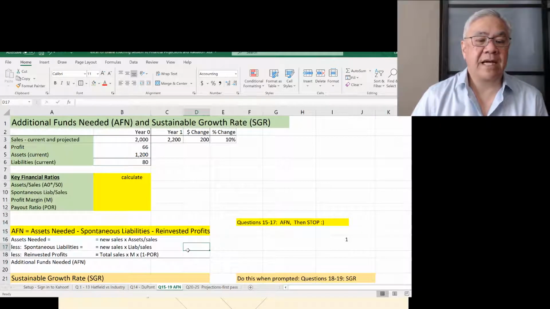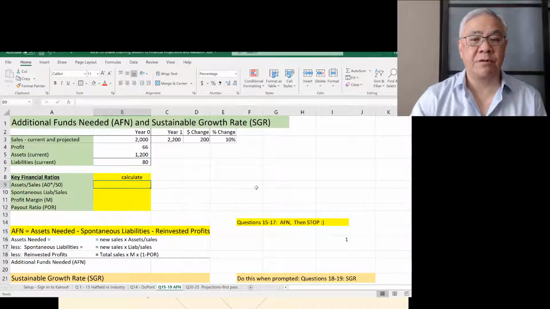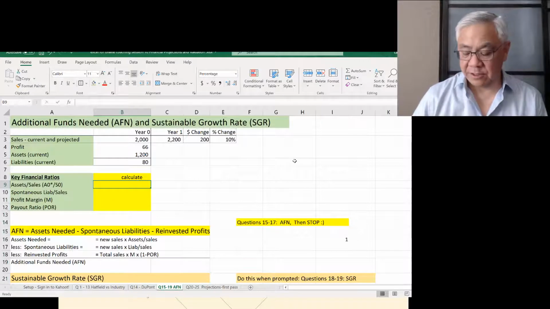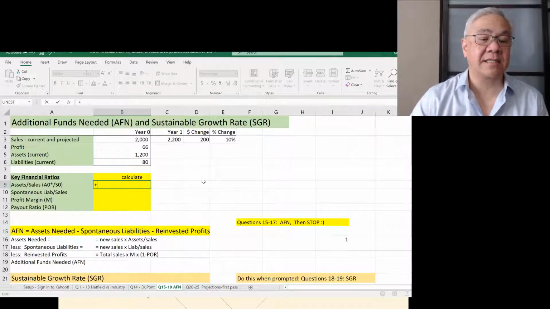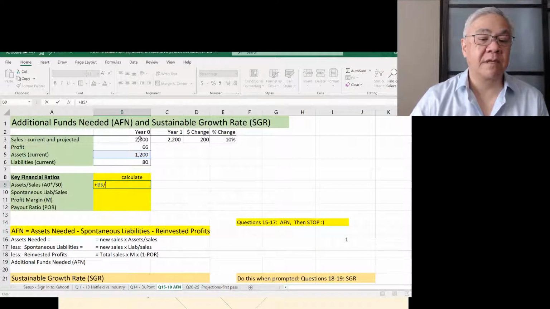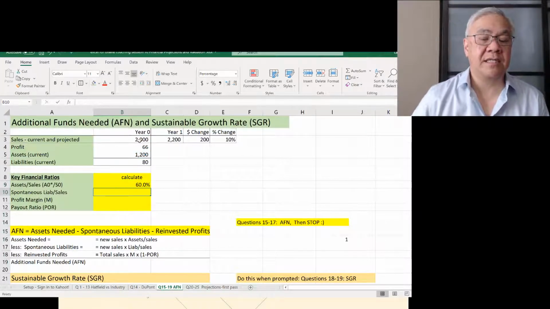All right, so let's do this one together. And I left some of the items blank just so we could show the math together. So the key financial ratios are, first, the asset to sales ratio. Guess what? It's assets divided by sales. Not too tough. So that ratio is 60%.